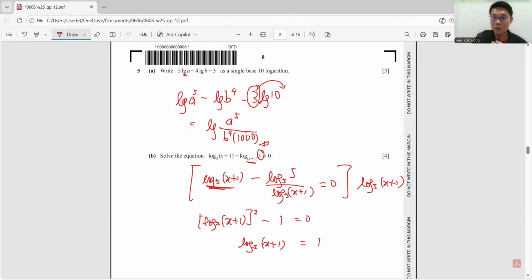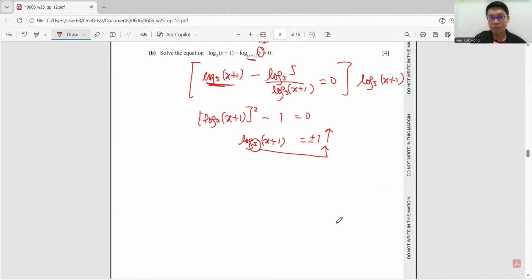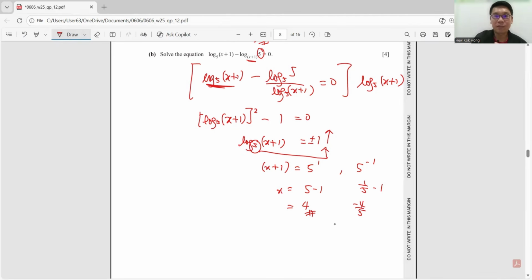So we throw minus 1 become positive 1, and then square throw here will become plus minus 1. Then remove the log base 5. Either 5 power 1 or 5 power minus 1. So x equals to either 5 minus 1 or 1 over 5 minus 1. x is either 4 or negative 4 over 5. And both answers are accepted because both x value can fulfill the criteria which the base must be more than 0.